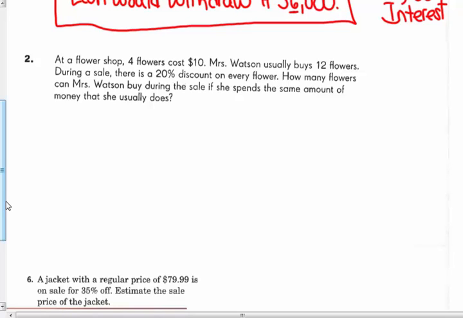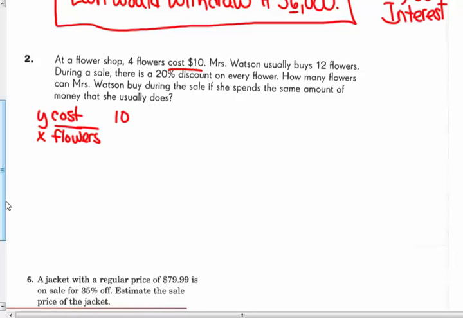At a flower shop, 4 flowers cost $10. So let's figure her cost per flower. Remember, Y is always cost. So my cost, which is Y, divided by my X, which is flowers. So I'm finding a unit rate. What is the cost per flower that she normally pays?